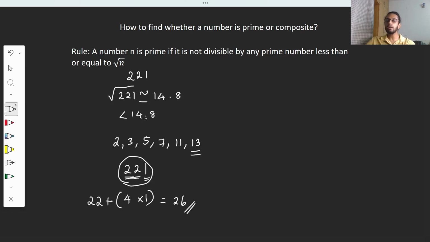So this concept can be better understood if you watch the divisibility tests in the beginning and then come to this.